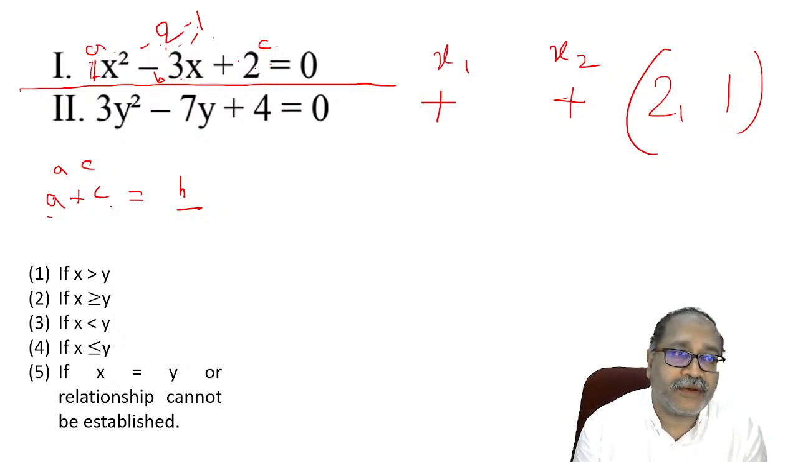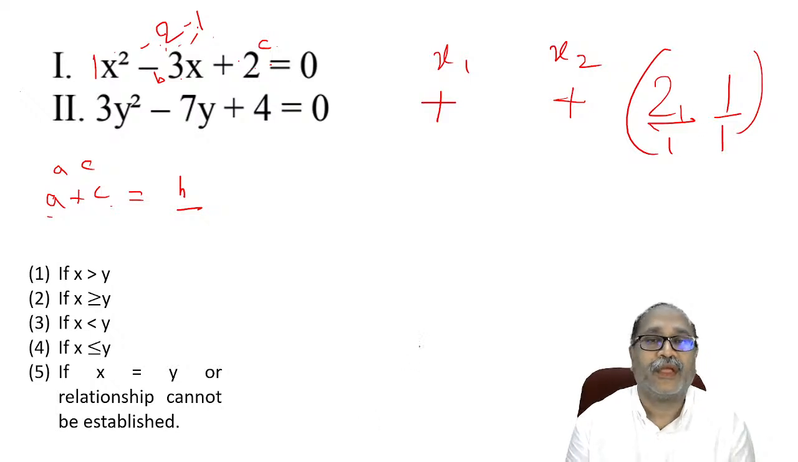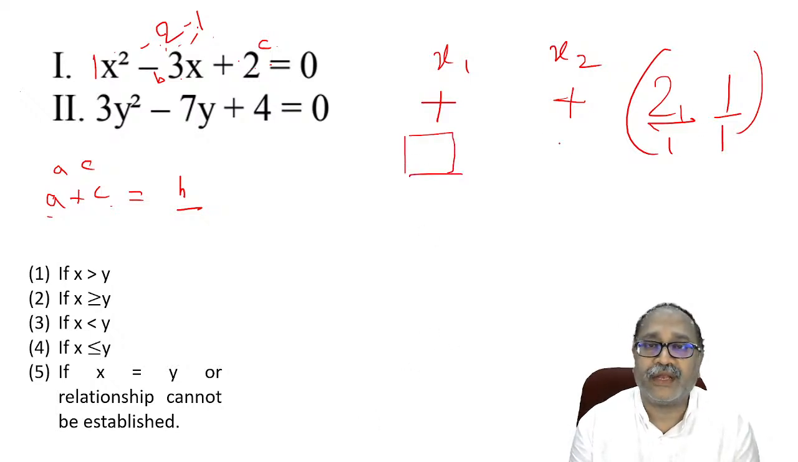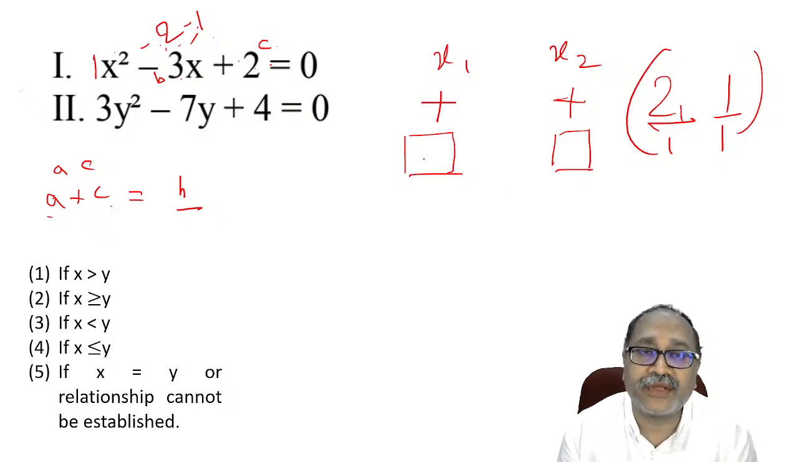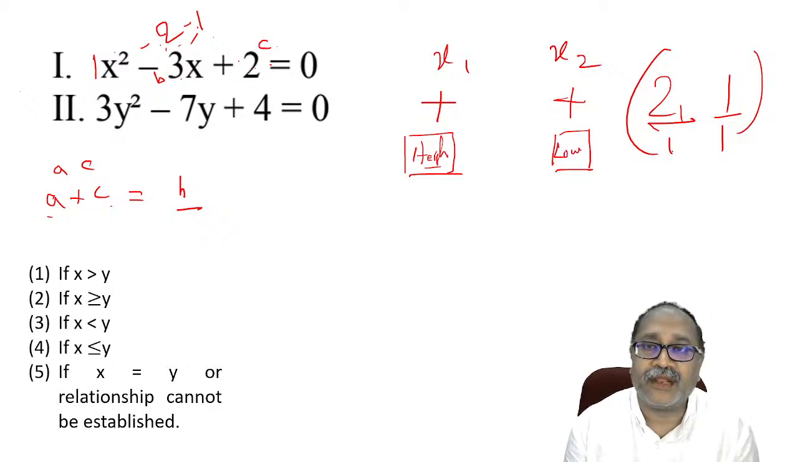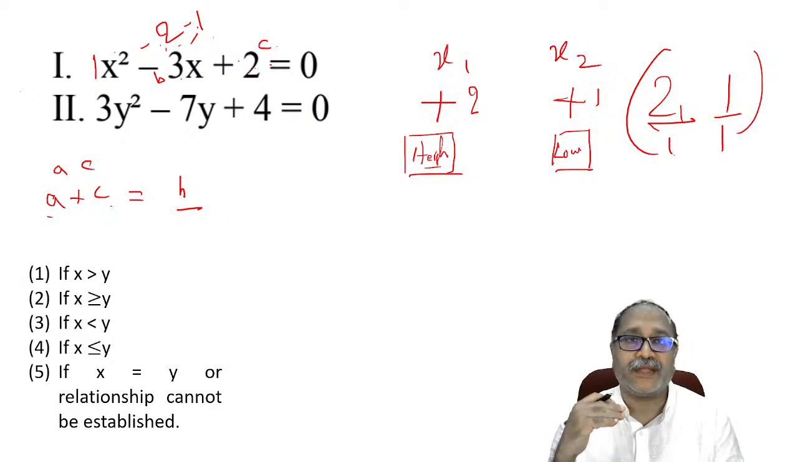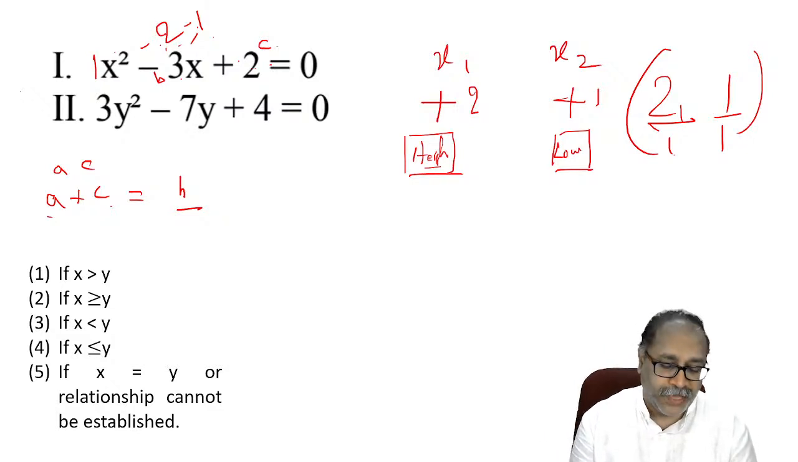This number should be divided by, here what is there? 1 is there. So divided by 1, divided by 1. Now I have two numbers here. Which one should come first? Higher number always comes first and the next lower number comes over here. So the higher number is 2, so I place 2 here. 1 by 1, I placed 1 here. Am I clear about x1 and x2 values? Hope I am clear. If not, you can ask me to repeat.